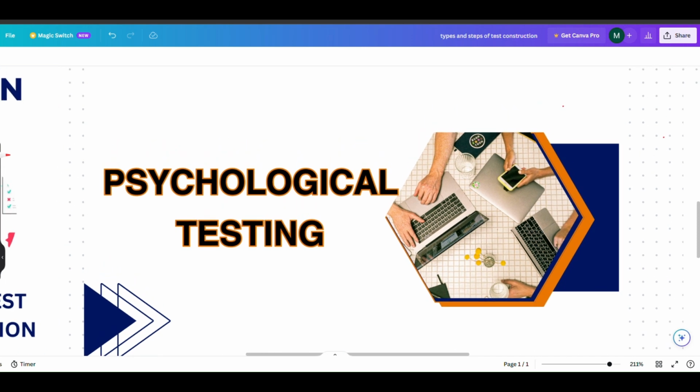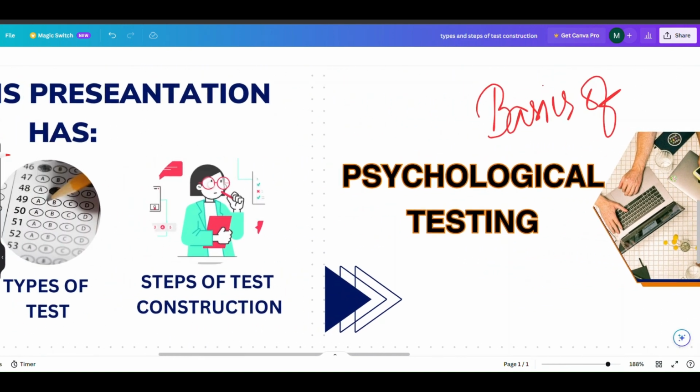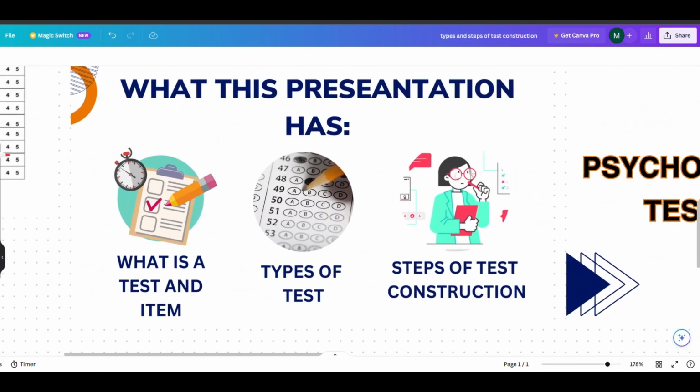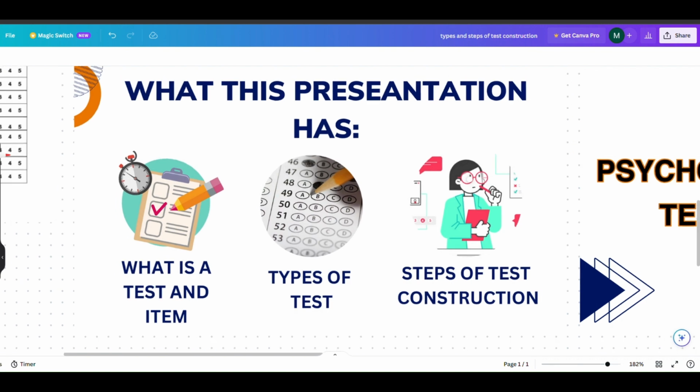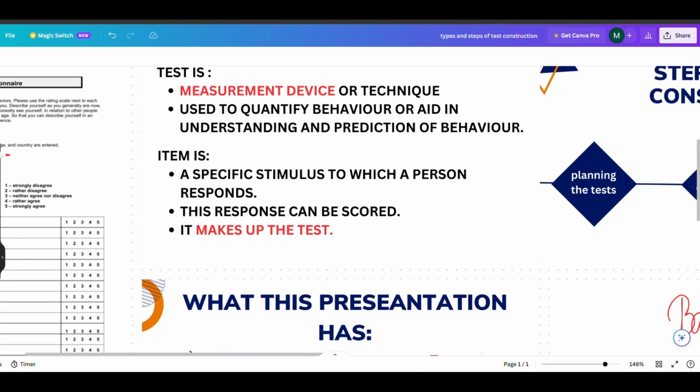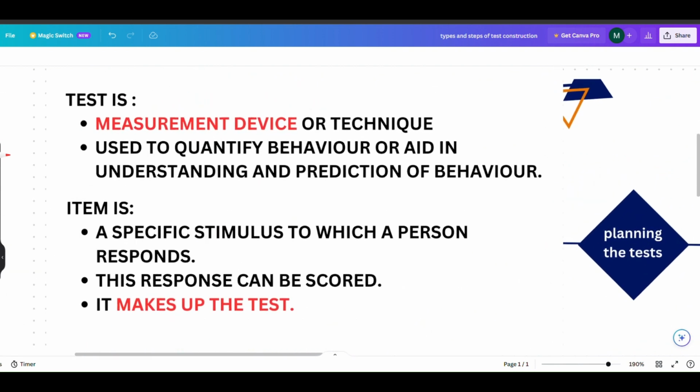Hello everyone. Today we will be talking about basics of psychological testing. The basic topics of psychological testing which we would cover today are what is a test and what is an item, types of test, steps of test construction. Let's start with what is a test.